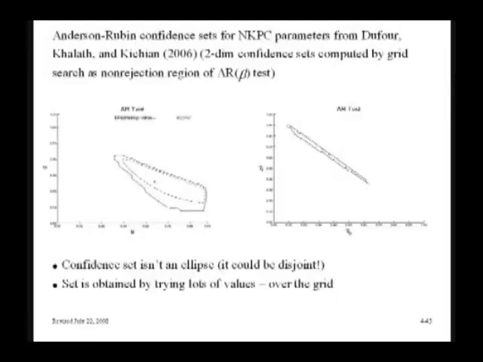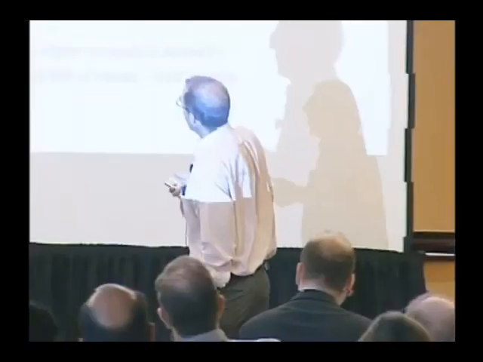So all I'm going to do is show some exercises that a couple of people have done constructing Anderson-Rubin confidence sets in this model. One of them is this paper by Dufour, Khalaf, and Kichian. They constructed this Anderson-Rubin confidence set, I believe, by a grid search, which is why you see these bumpy regions in here. It's the non-rejection region of the Anderson-Rubin statistic. And so then this is plotted.